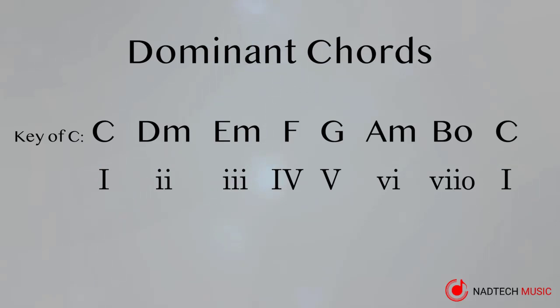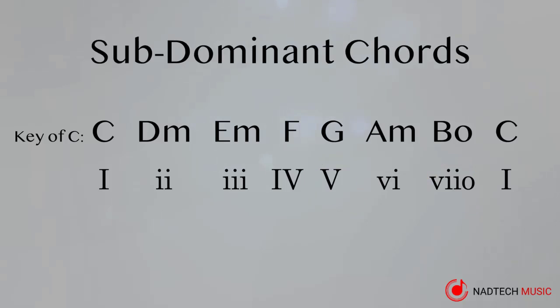Then we have the dominant chords. That's going to be the 5 and the 7 chord. And then the last group of chords are the subdominant chords, which is everything else. It's going to be the 2, the 4, and the 6.